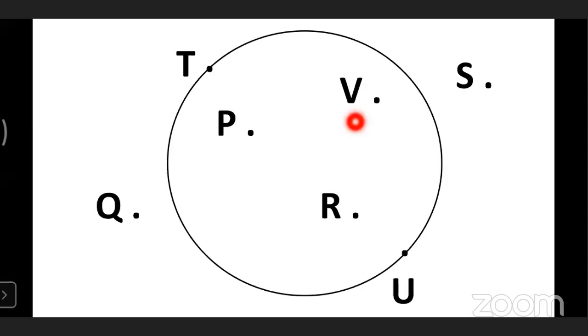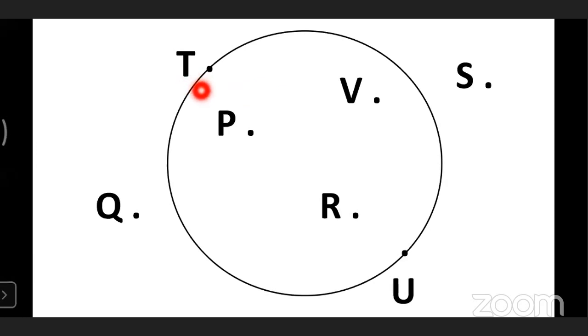Why is point V the interior point? Because he is inside the circle. Very good. Because V is inside the circle, right? That's why it is the interior point. Very good, students.